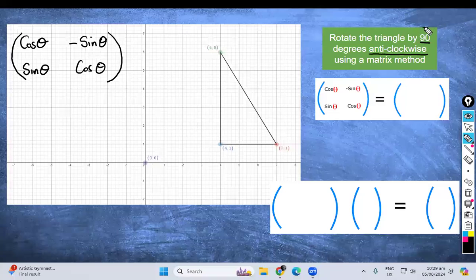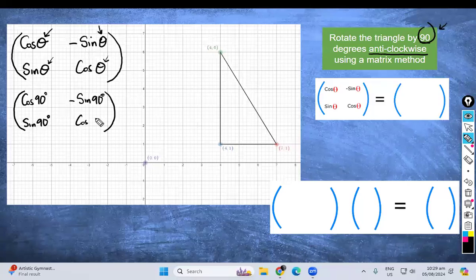If they tell you to rotate it by 90 degrees, guess what you do? All the thetas, all the funny looking symbols, you replace it with what? 90. It's not rocket science. So you write it like this. Cosine 90 degrees, minus sine 90 degrees, sine 90 degrees, and positive cosine 90 degrees.